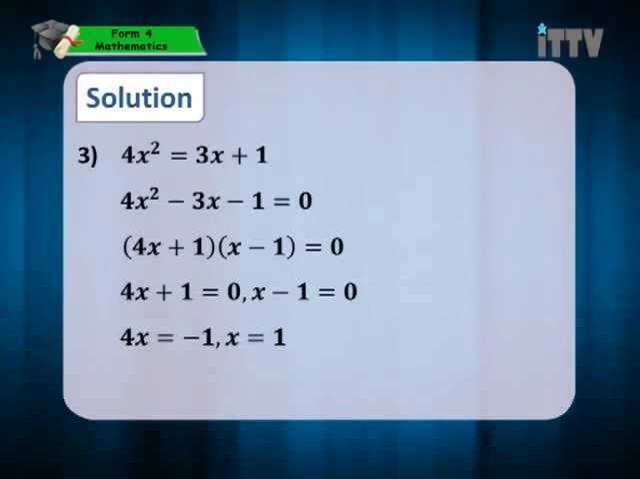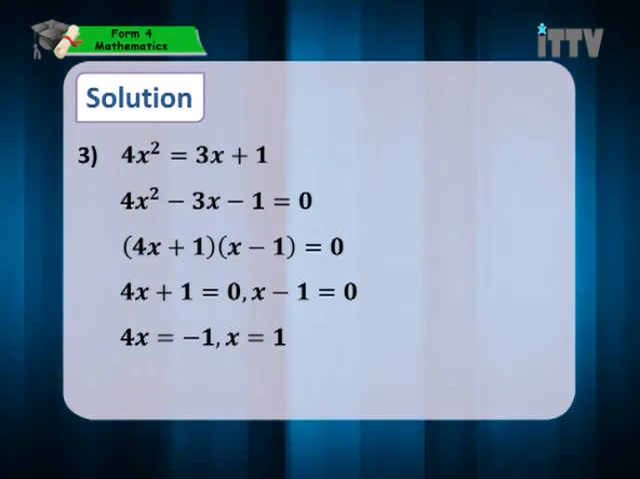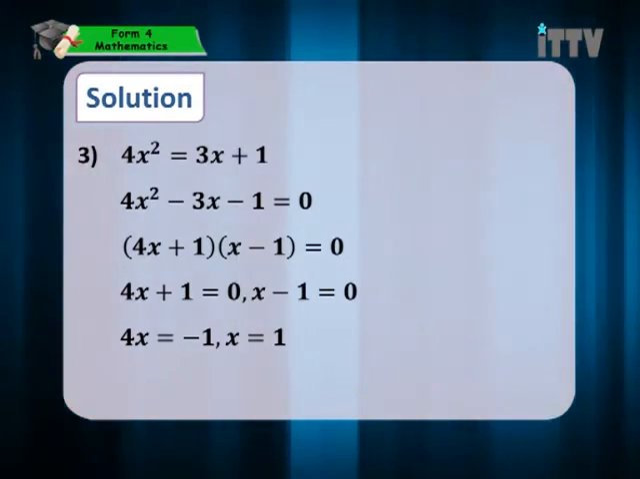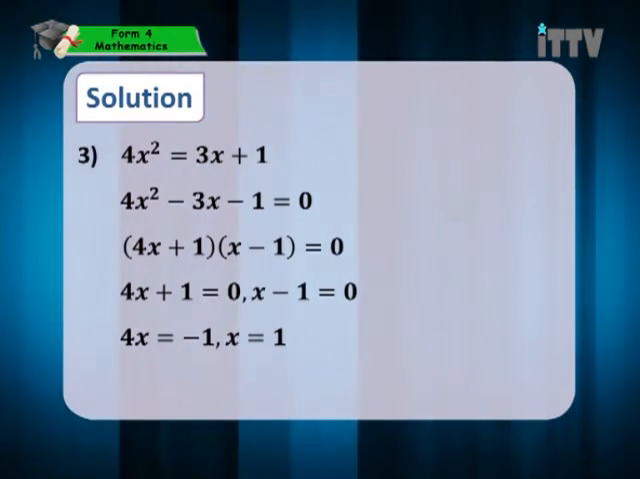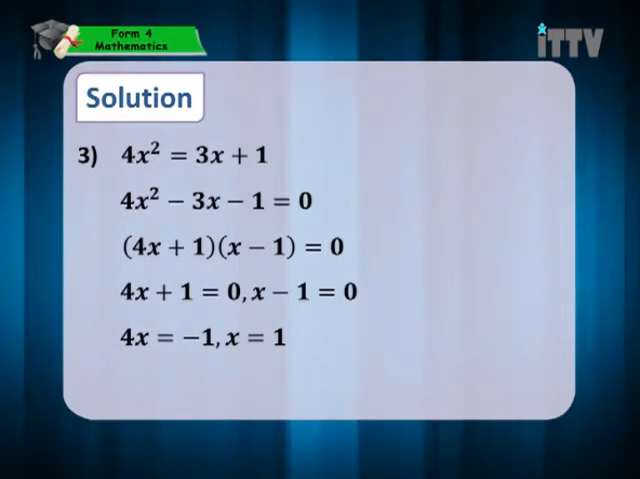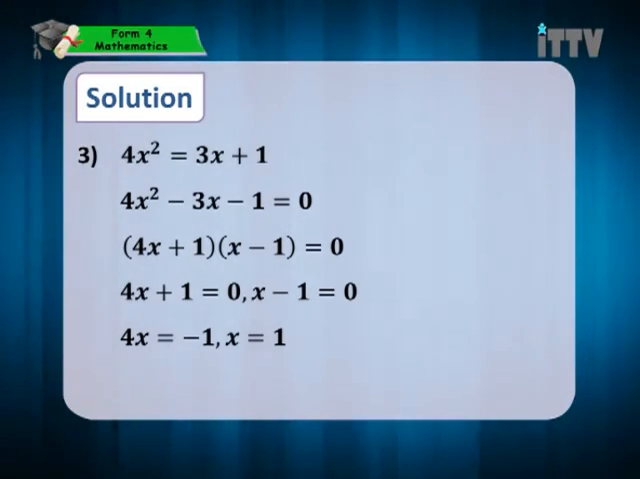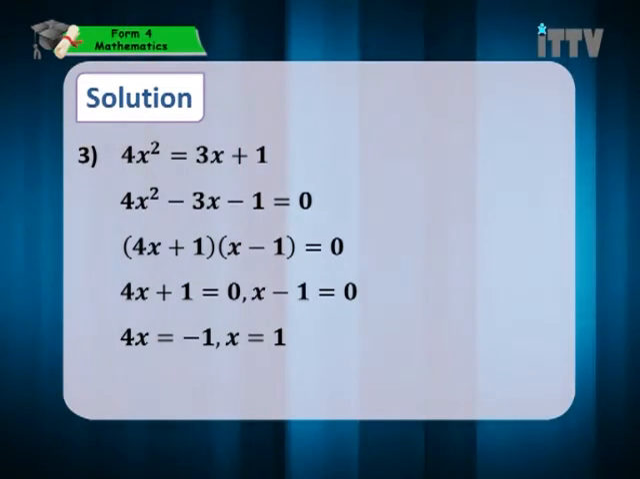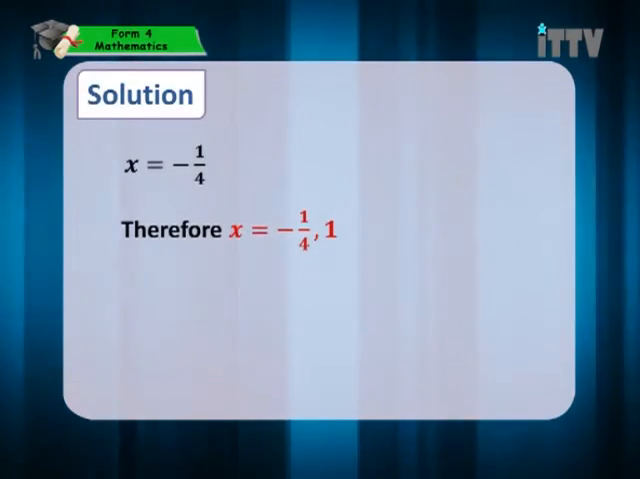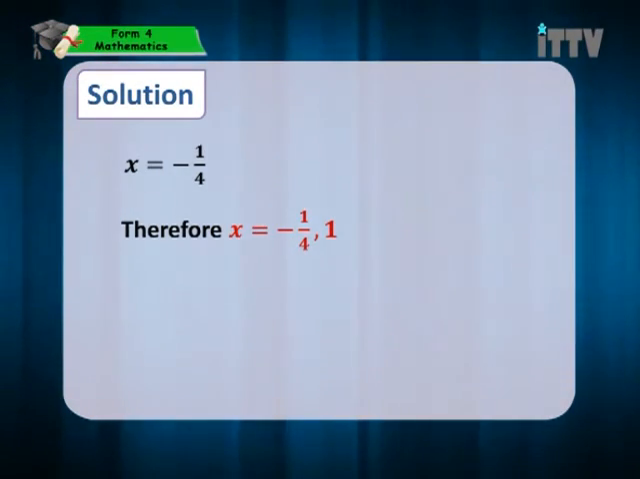And in case 3, 4x squared equals 3x plus 1. Bring it over to general form: 4x squared minus 3x minus 1 equals 0. Factorize: 4x plus 1, x minus 1 equals 0. Separate and equate to 0: 4x plus 1 equals 0, x minus 1 equals 0. Therefore, the values of x that satisfy this equation are negative 1 over 4 and 1.